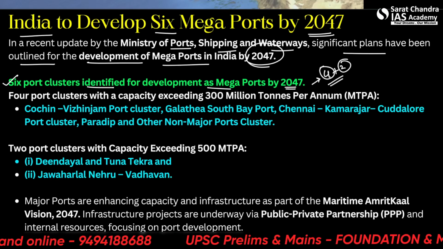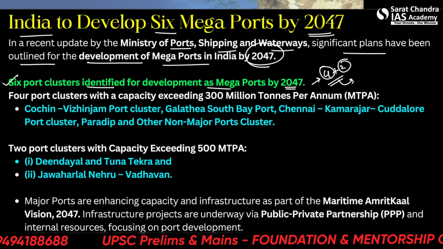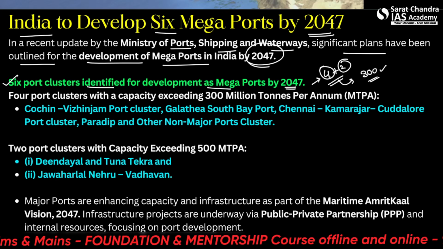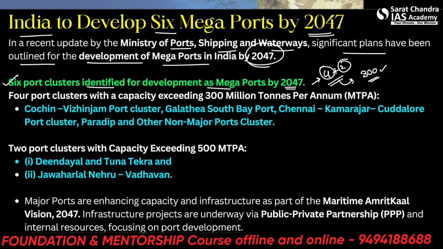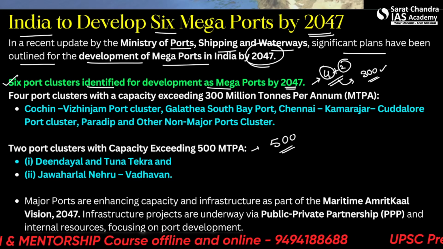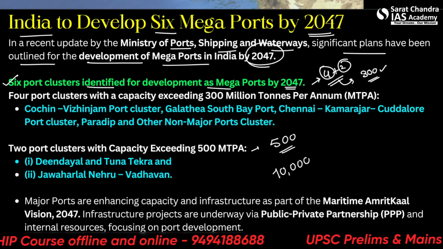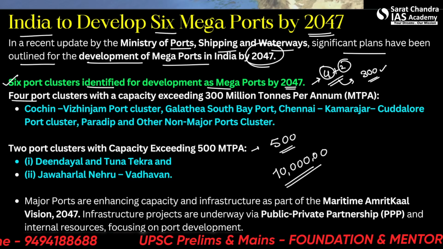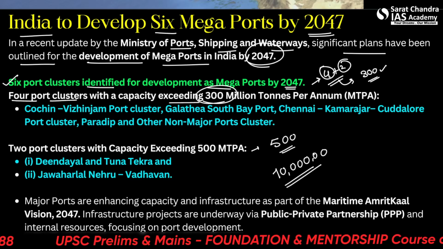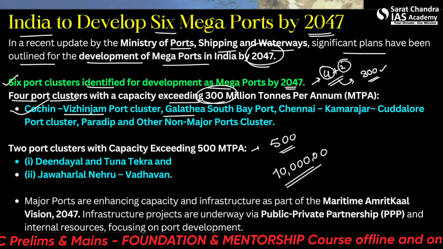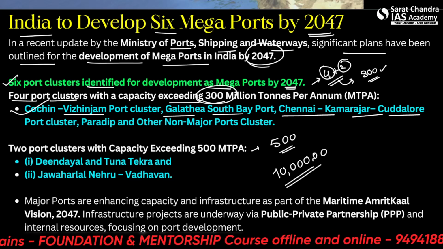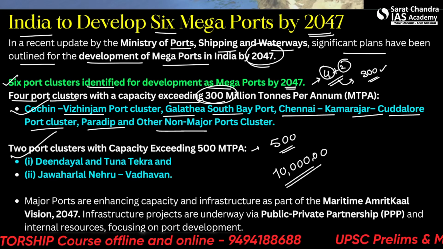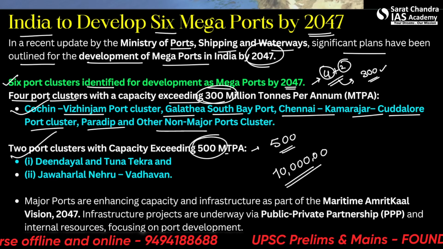Alright, so what are the 4 ones? They have annual capacity exceeding 300 million tons per annum of import, export, or let's say travel. And the 2 ports have capacity exceeding 500 million tons per annum. 1 million is 10 lakh. Now, the 4 ports which have the capacity exceeding 300 million are Cochin Vizhinjam Port, Galathea South Bay Port, Chennai Kamarajar Cuddalore Port Cluster, and Paradeep and other non-major port cluster. And 2 port clusters have been identified with capacity exceeding 500 million tons per annum.